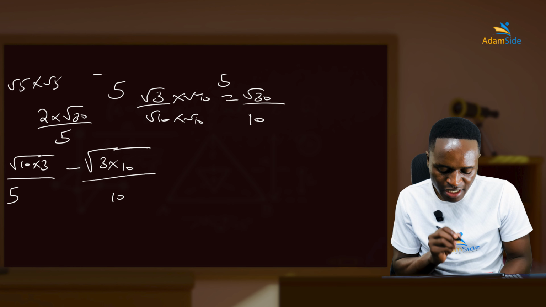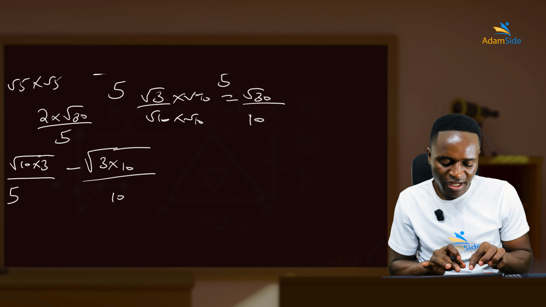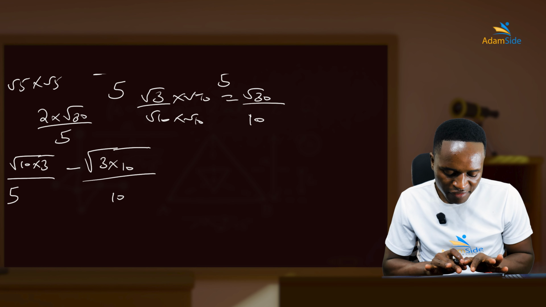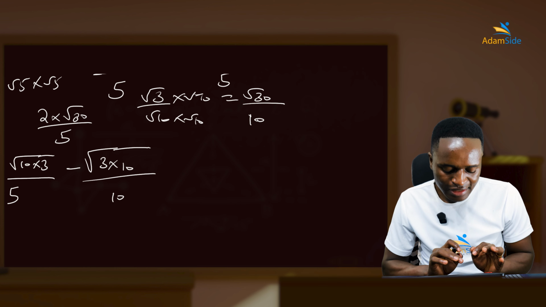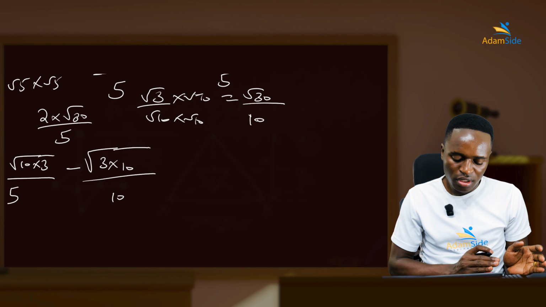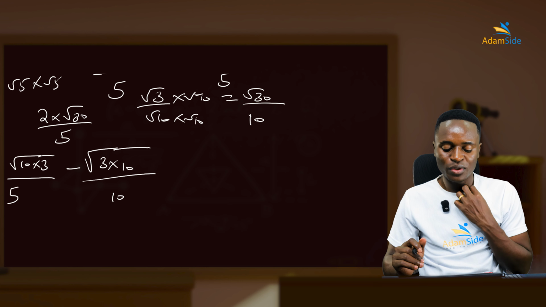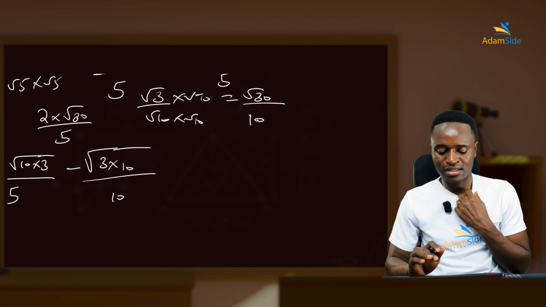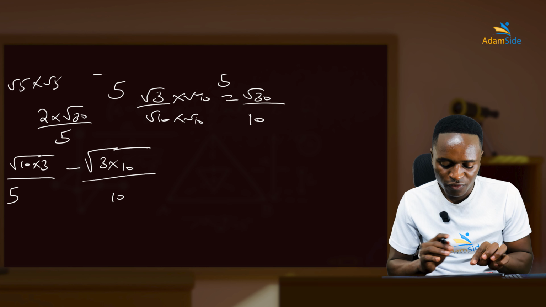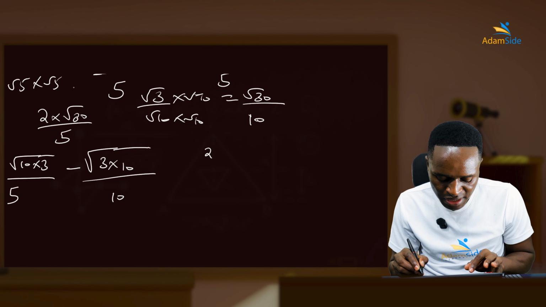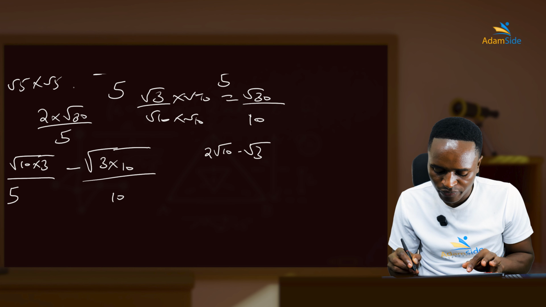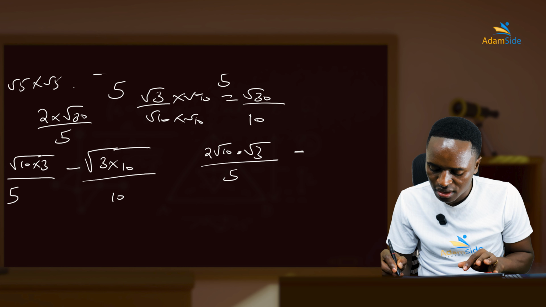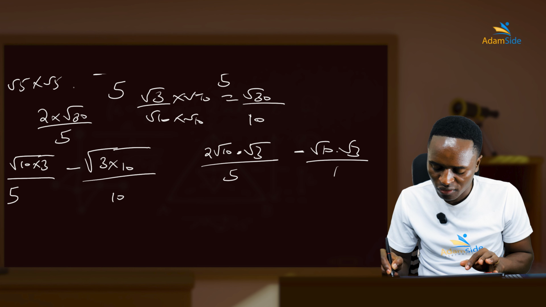Let's try to solve. We can simplify first on top so that we can get our exact answer. We know 6 times 5 is 30, or 10 times 3 is 30, so we only have those two options to get 30. If you analyze the top, it is the same as 2 root 10 times root 3 on top over 5, and then minus root 10 times root 3 over 10.